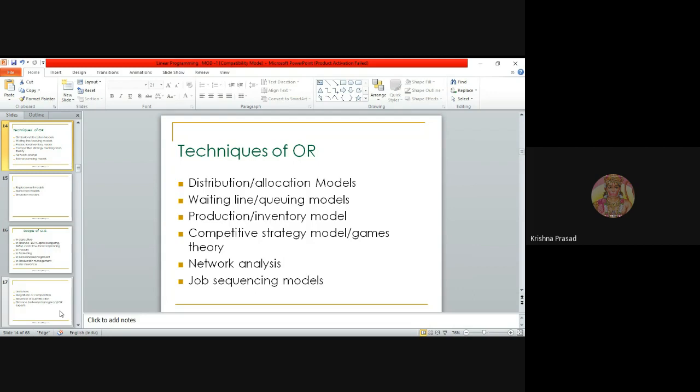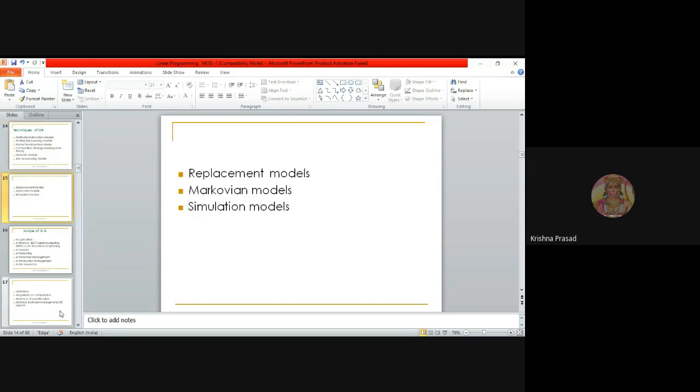That is a very big model which you will be taking, though very simple problems are involved. Okay, so this is one thing. Next is the replacement model. By using this one, we can find out the right time to replace your machines which are in your house or some other place. And next, you can find out Markovian models and simulation models. I think with the simulation model, everyone knows about it.